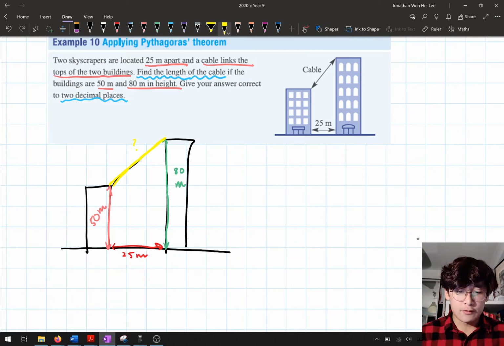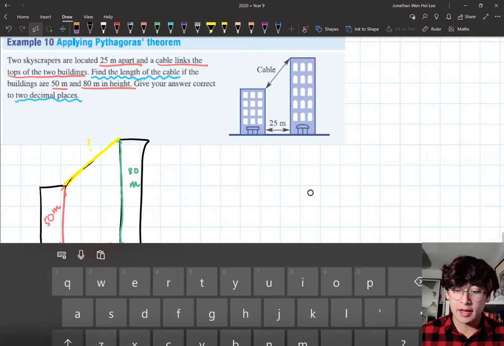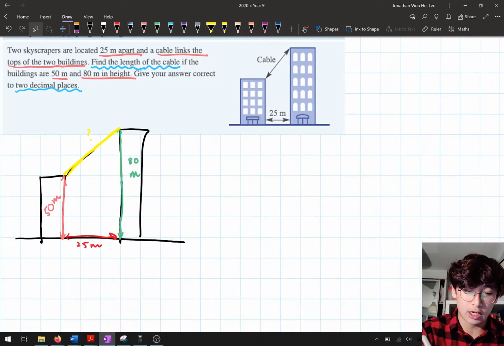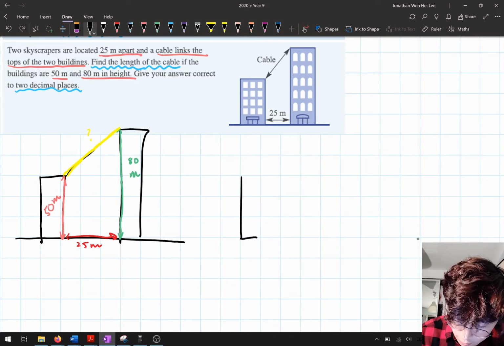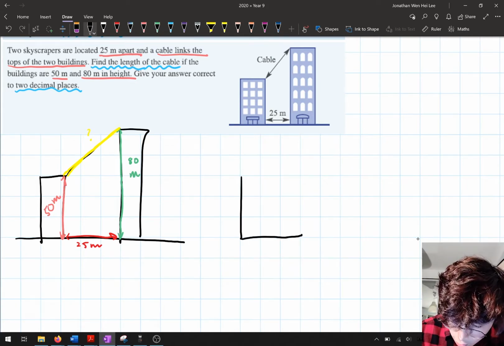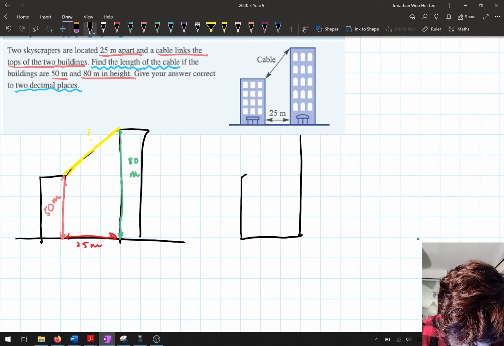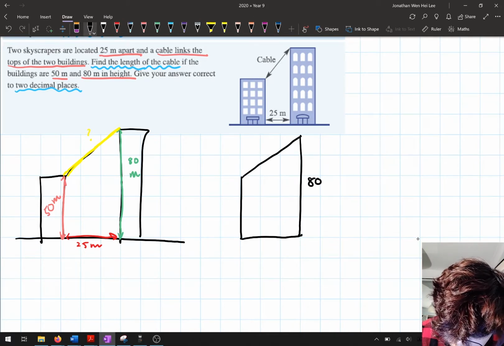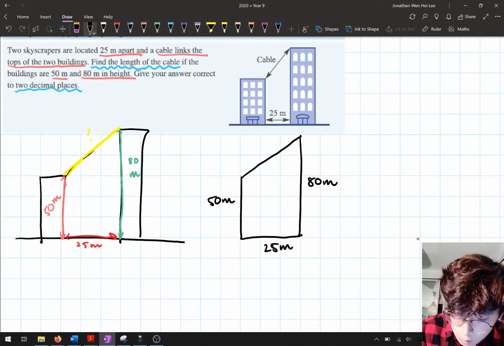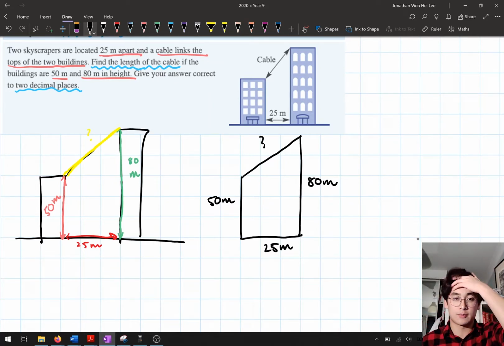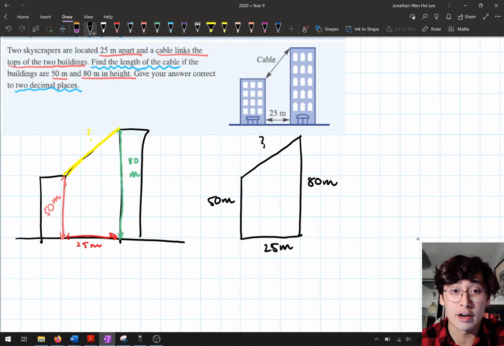Now that I've drawn this diagram, I'm actually just going to draw the shape again so I can see it a little bit clearer, just the shape that's in the middle. This is what the shape looks like. I've got 80 meters, I've got 50 meters, I've got 25 meters, and I want to find out how long that diagonal is. Okay, cool. First step, I've done. I've drawn my diagram.